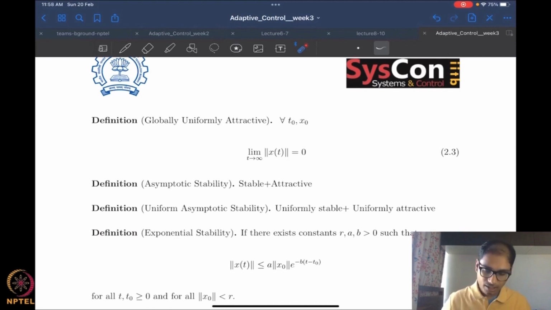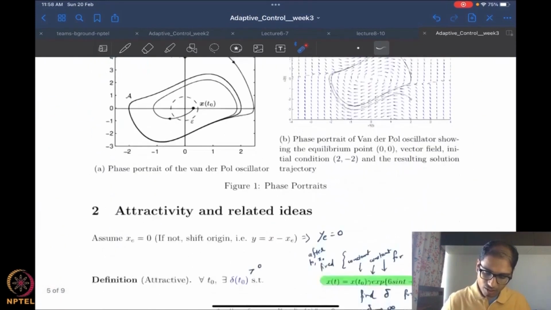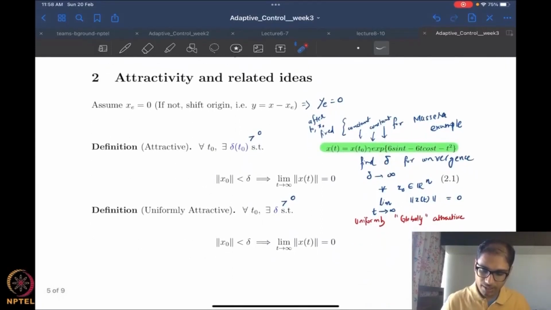So this is a rather strong property, that this Massera system that we were considering was globally uniformly attractive or uniformly globally attractive, however you want to say it. Okay, so it was not just this, but something more, because the delta can be pushed to infinity. So it's a rather powerful property. Excellent.